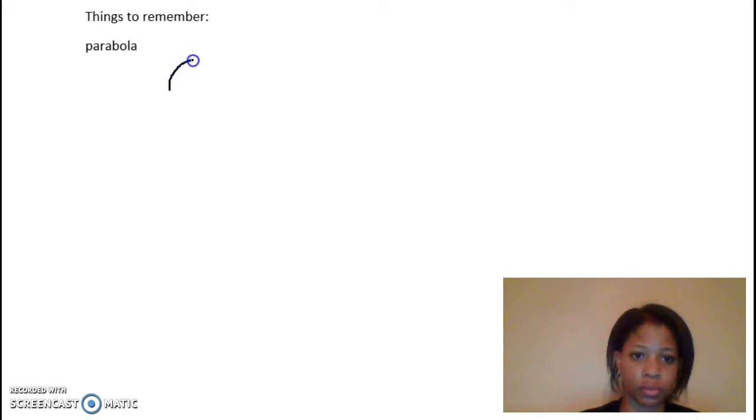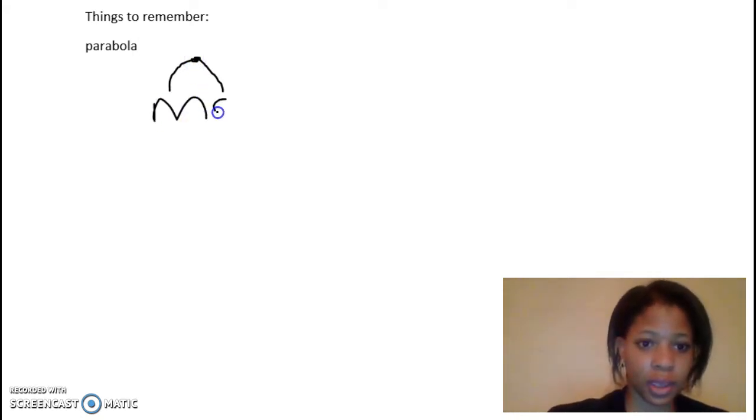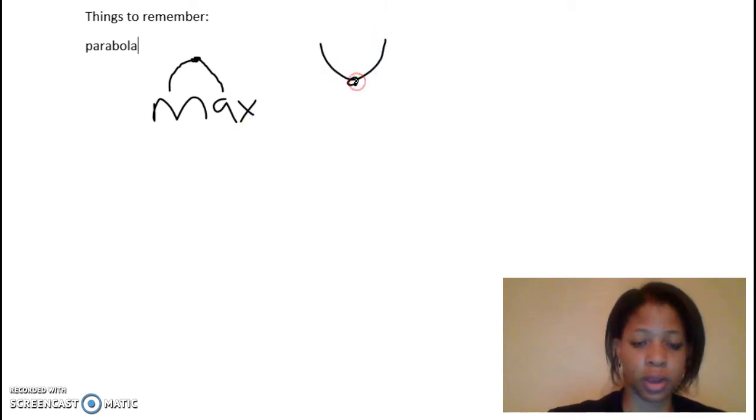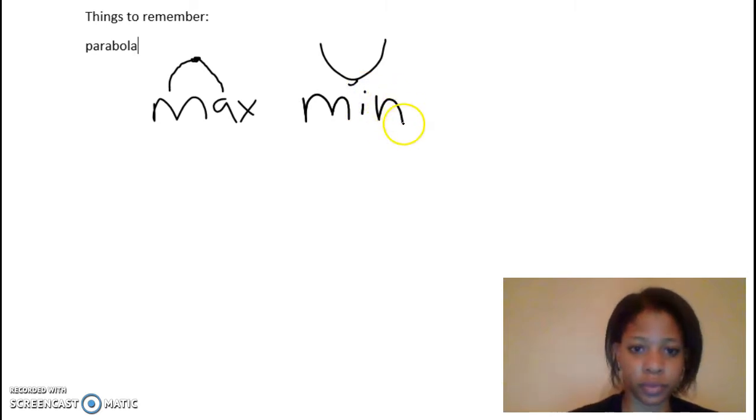So if our U is opening down, that means our vertex is going to be on top, and it's going to be a maximum. And if our U shape opens up, our vertex is going to be on the bottom, and it's going to be a minimum, right? So this is called our concavity.